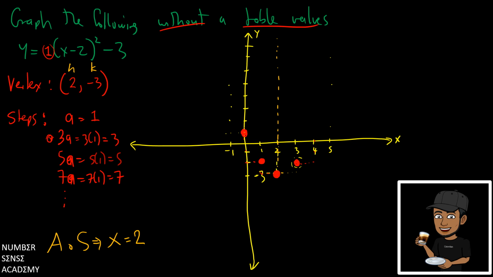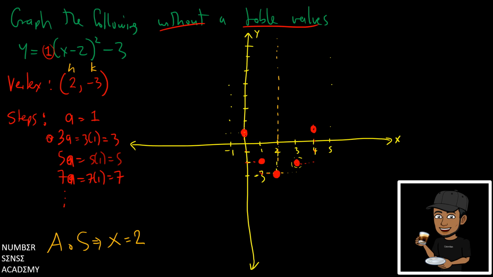I'm going to go 1 unit right and up 3. So up, right? 1, 2, 3. Yeah, it's supposed to be about here. That looks a little bit better. And then the next time I'm going to go 1 unit right and then up 5. So 1, 2, 3, 4, 5.